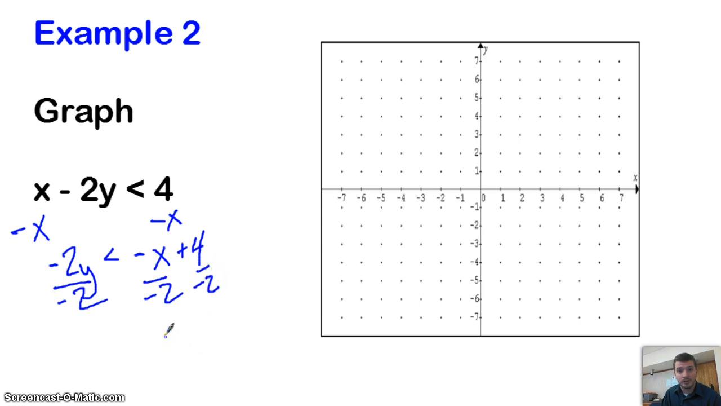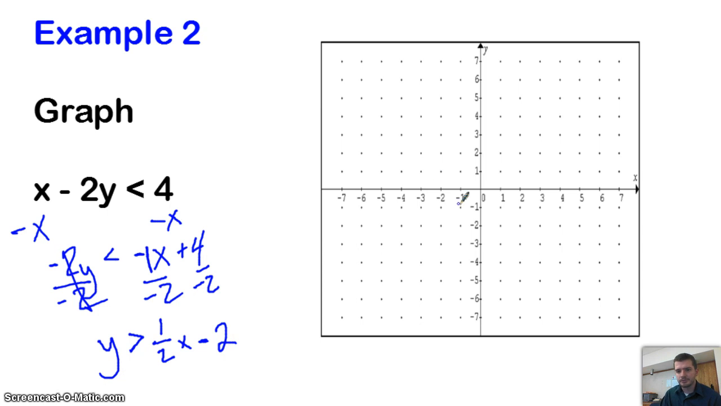Should hear alarm bells going off in your head. Okay, this crosses out. Now again, y, I'm dividing by a negative. Anytime that happens, you got to flip the sign. So it's going to be y is greater than negative over negative is a positive. Okay, this is just 1/2. So positive 1/2 x. And then 4 divided by -2 is -2.